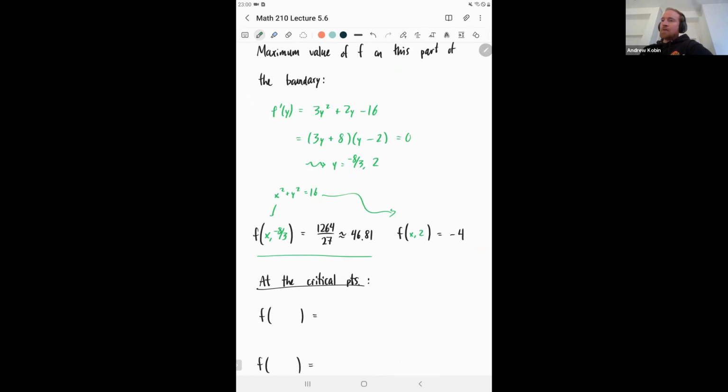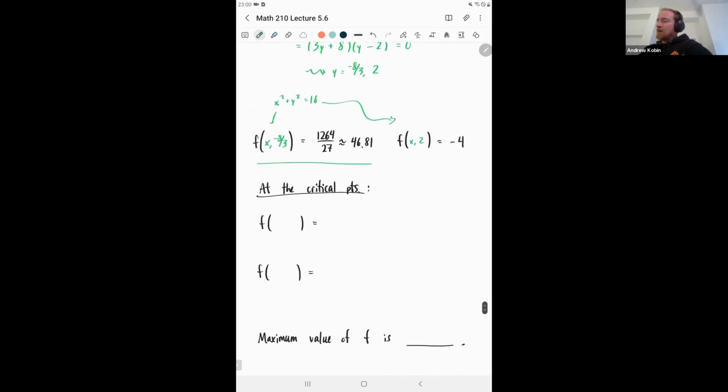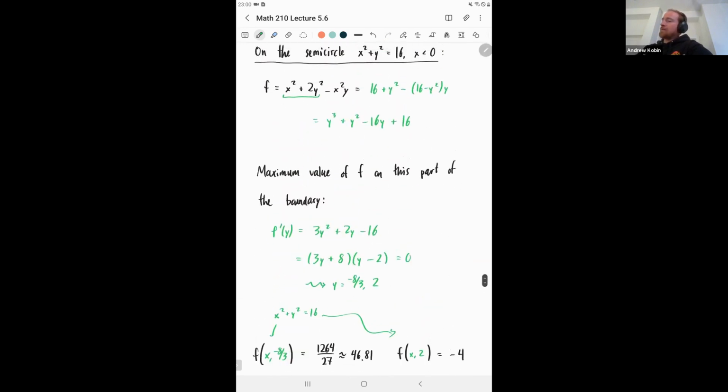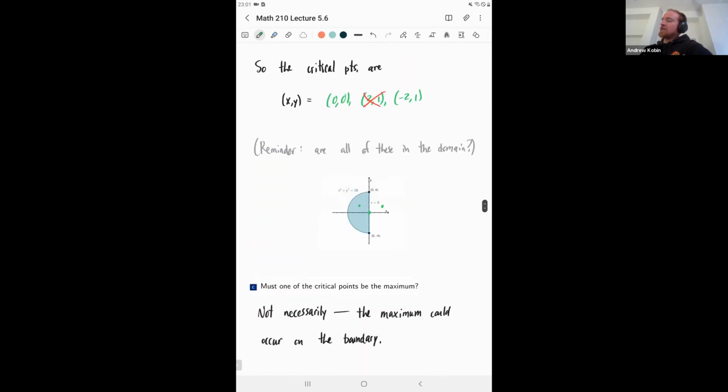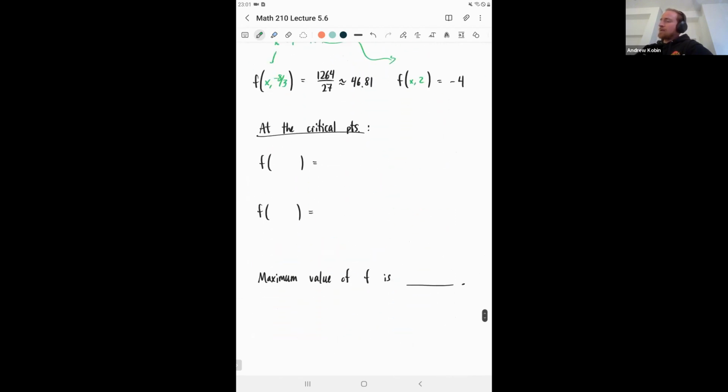The only other thing that could happen to give us a larger f of x, y value is for one of the critical points on the interior of the circle to give us a larger f value. So let's go check our list again. We got it down to 2 critical points, 0, 0, and -2, 1. So those are the 2 that we're going to plug in. And actually, we already know what the value at 0, 0 is, because that was on part of the boundary. So that just gave us a height of 0, and that's not going to be a maximum value.